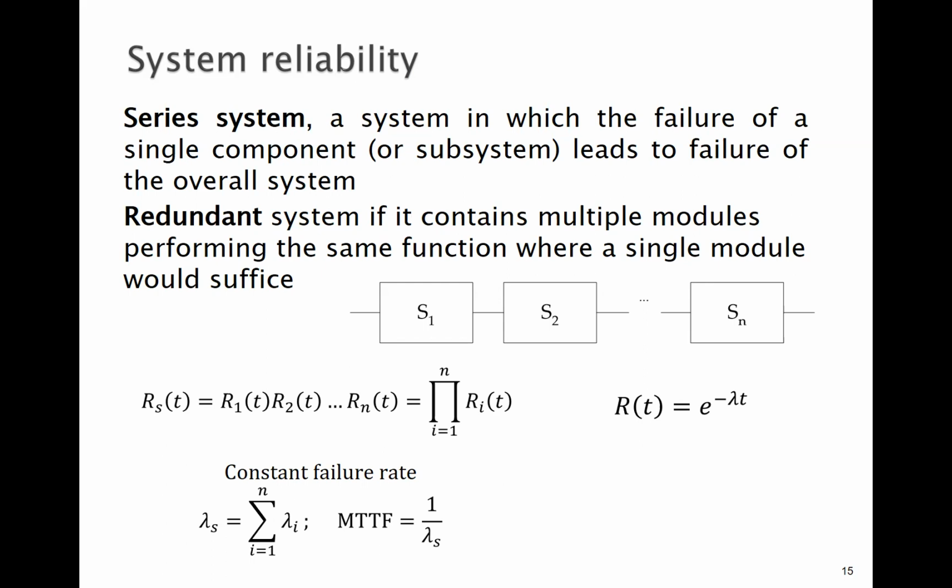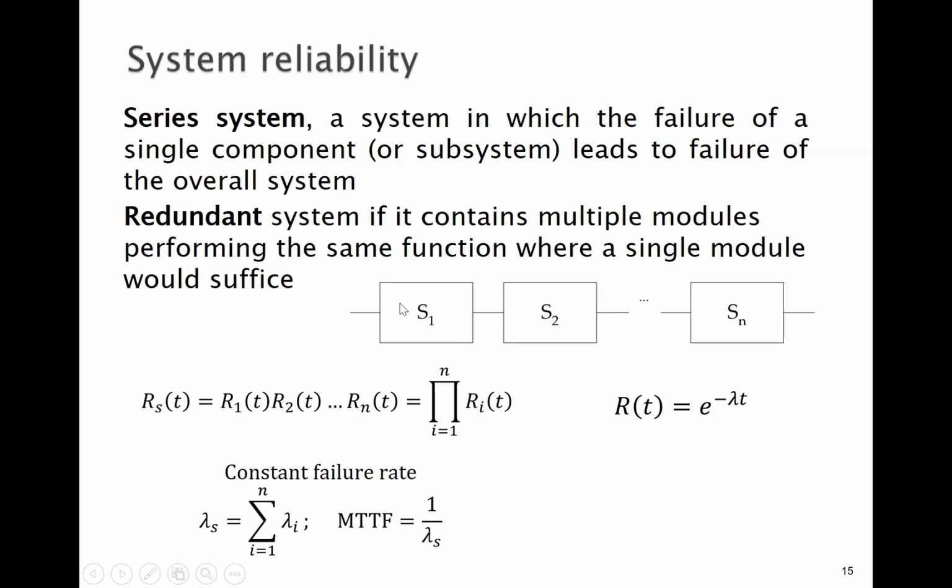A series system is a system in which the failure of a single component leads to failure of the overall system. And it's illustrated in here. Once one of these fails, then the system fails. A redundant system contains multiple modules performing the same function, where a single module would be enough. You don't need to have all modules working together.